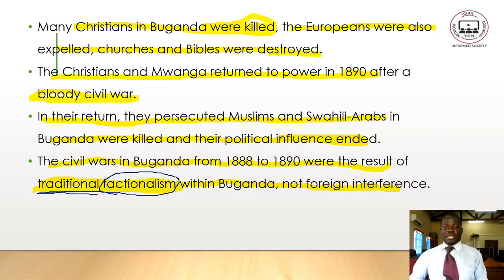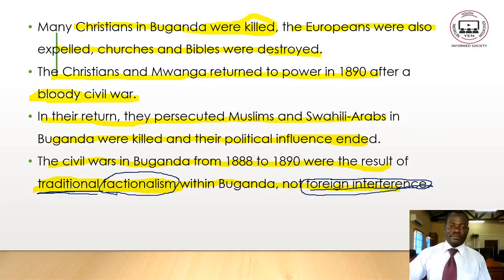So within Buganda, people could not agree on traditions, and it was not because of foreign interference, because sometimes we may wrongly interpret to say that the presence of the Arabs and the Christians are the ones who caused that unrest. But no, it was the traditional factionalism, traditional divisions.